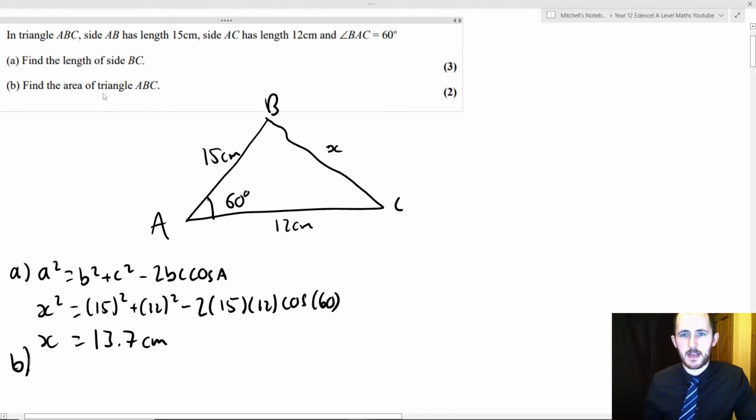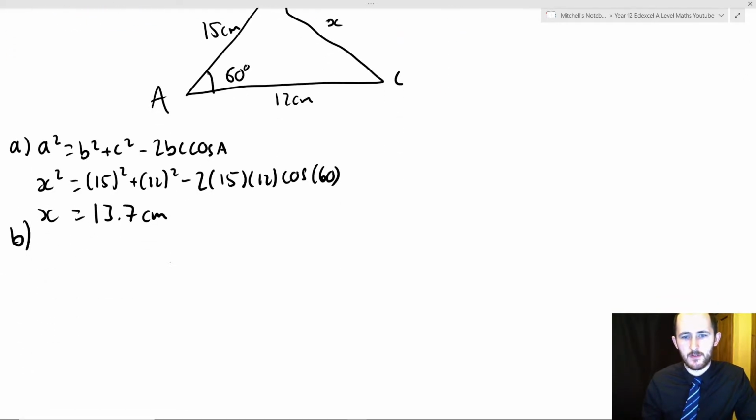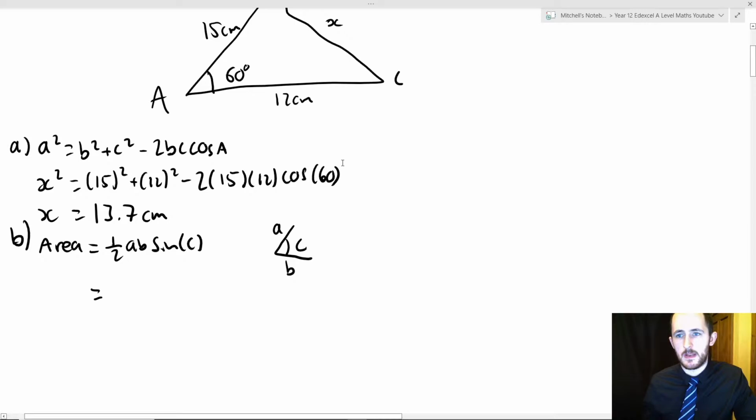And for part B, it just says calculate the area. So if you remember, the area of a non-right angle triangle is just half ab sine C, where again a and b are just the two sides that make up C. So if you have an angle like this, that would be angle C, and a and b are the ones that make up that angle. We only have one angle, it's 60, so let's just choose these two sides.